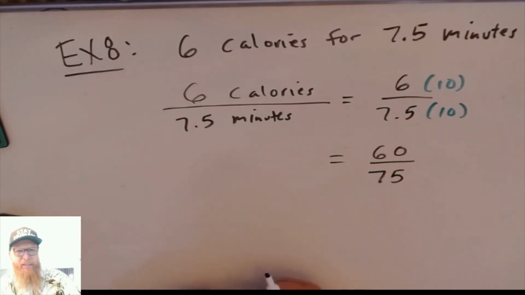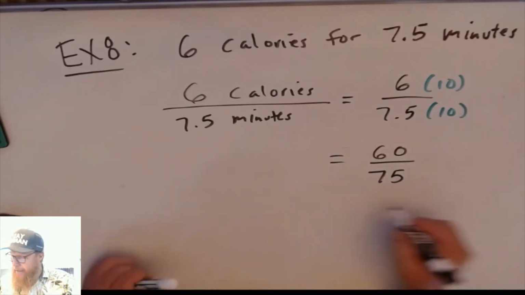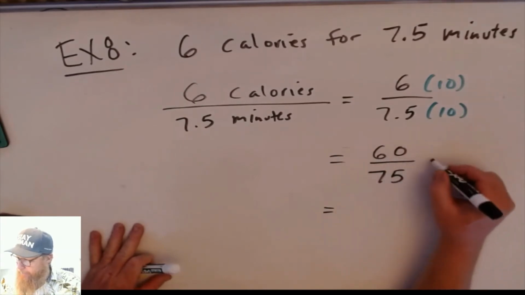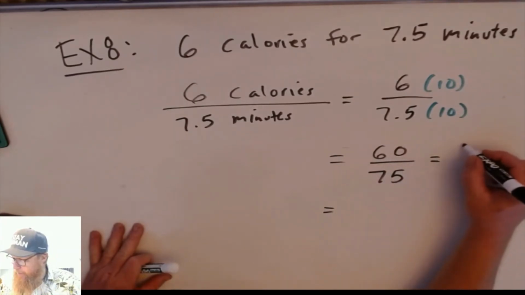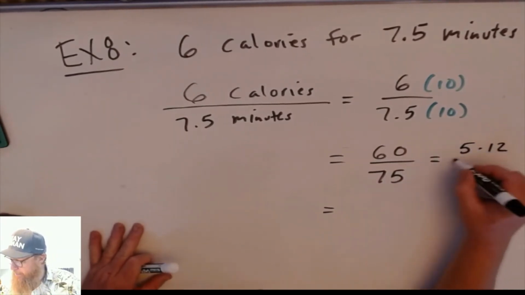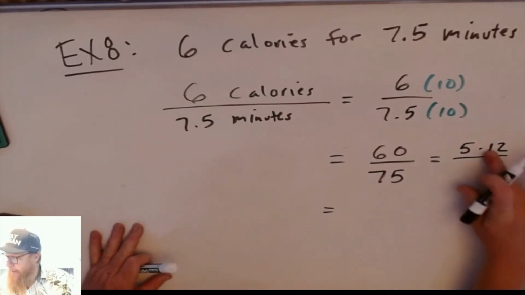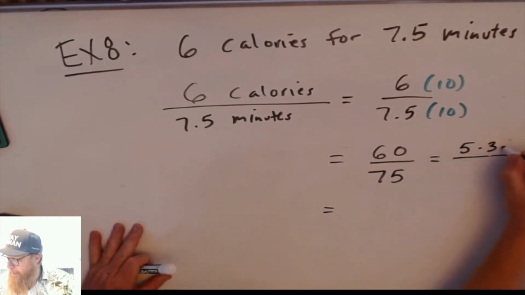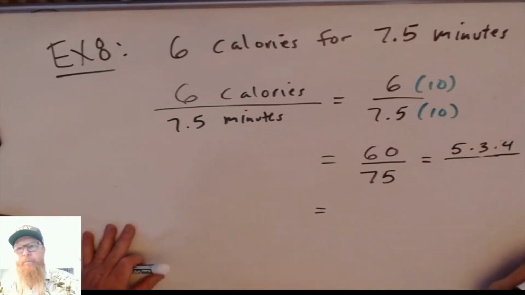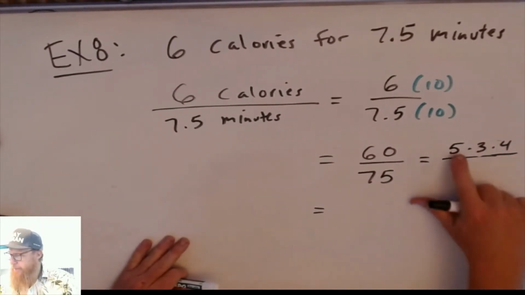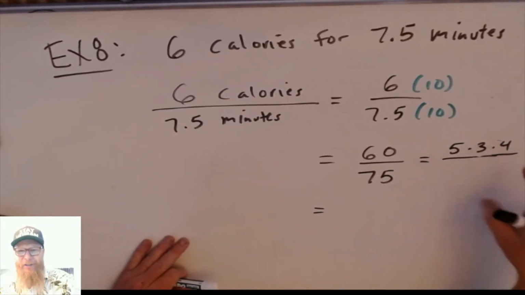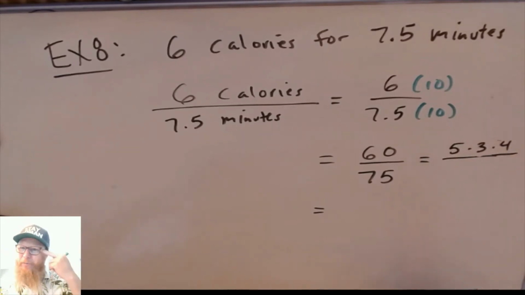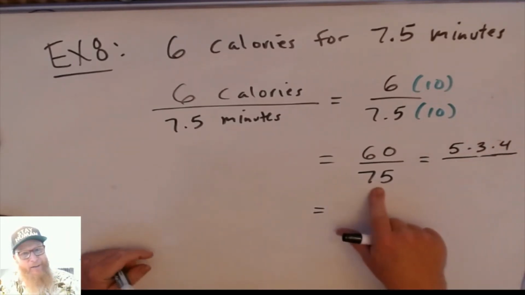60 out of 75, and then we can reduce that. What's 60? 5 times 12, and 12 is 3 times 4. So 5 times 3 times 4. I could go further and do 2 times 2, but the denominator doesn't have any 2's in it.